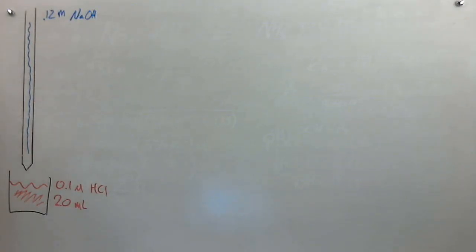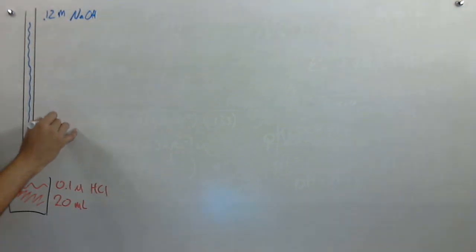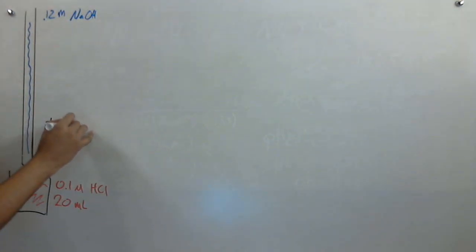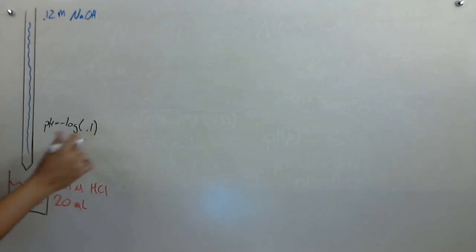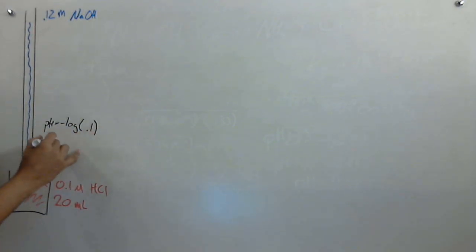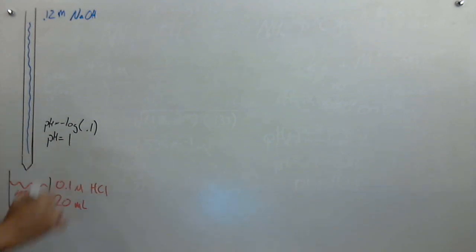Alright, here we go. Let's see if we can do 1 through 5 on the same page. So it wants to know the pH on number 1 before any base is added to the solution. So this is a strong acid, so we can use our strong acid formula. I'm just going to go ahead and put it right here. pH equals negative log of our H concentration, 0.1. So our pH before anything is added is going to be 1.